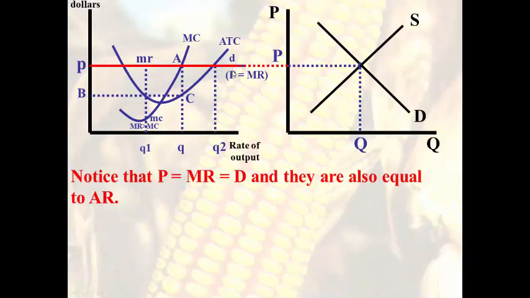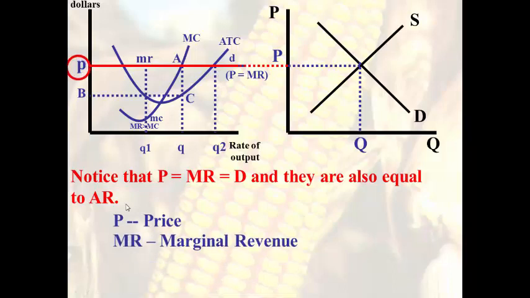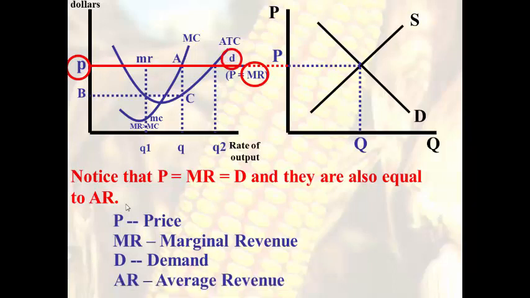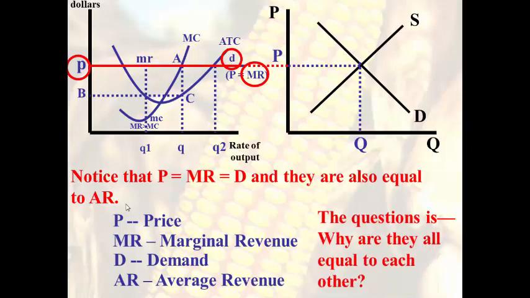Notice that P is equal to MR is equal to D, and it's also equal to AR. P stands for price, MR stands for marginal revenue, D stands for demand, and AR stands for average revenue. The question is, why are they all equal to each other?